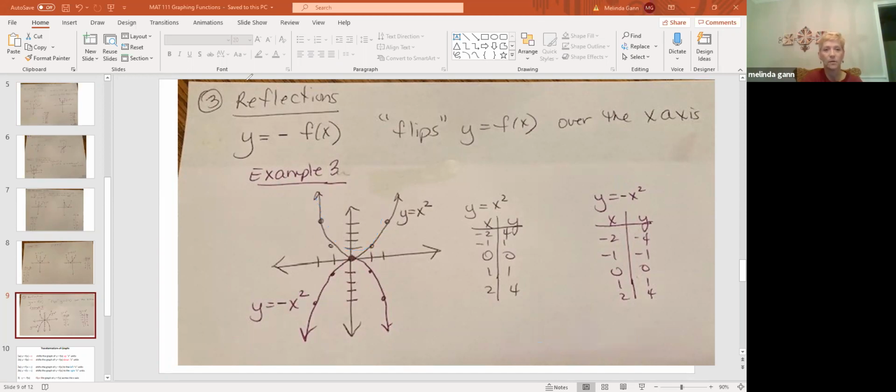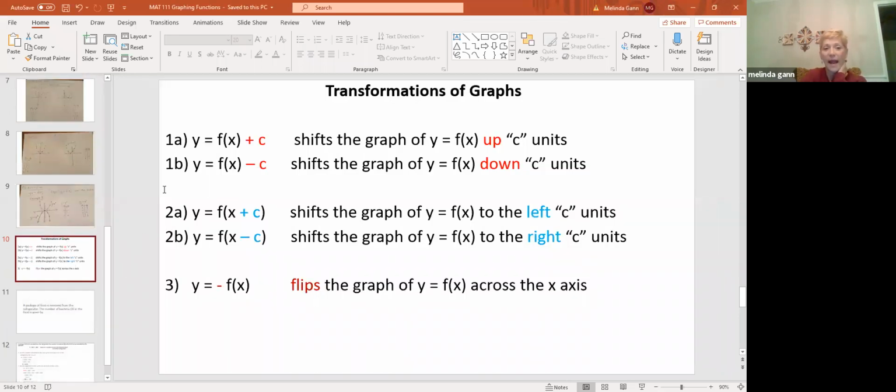All right, so let's go look at this other thing real quick. Let's go kind of do a review. Okay? Here's kind of my review. And again, you can freeze it, just like usual. And I kind of numbered it to go with my examples. Okay? So the first transformation was a shift up or a shift down.